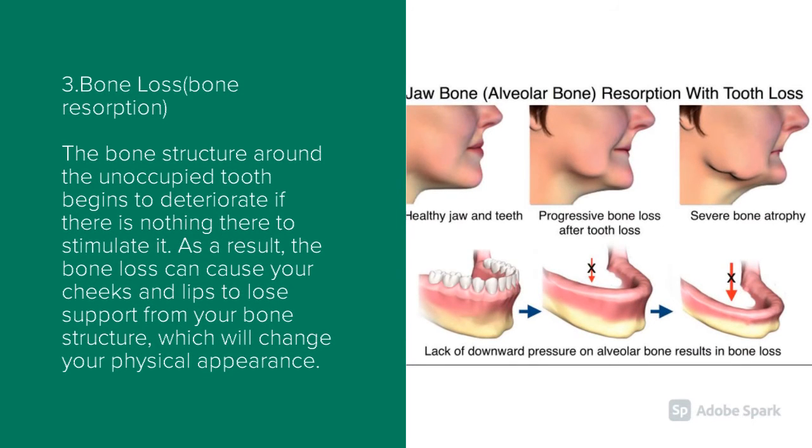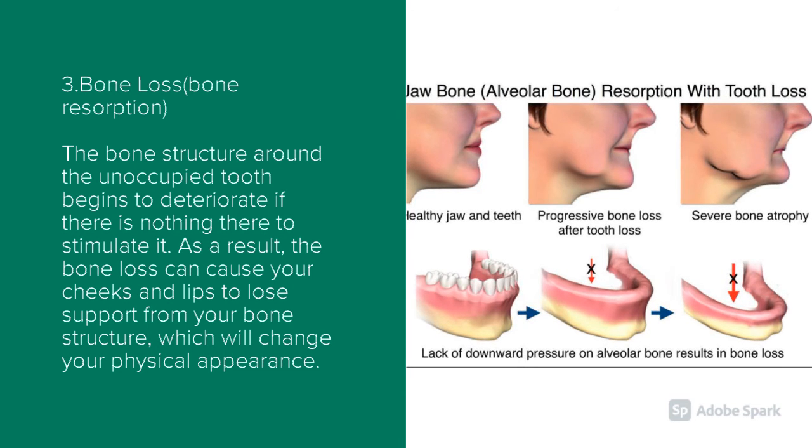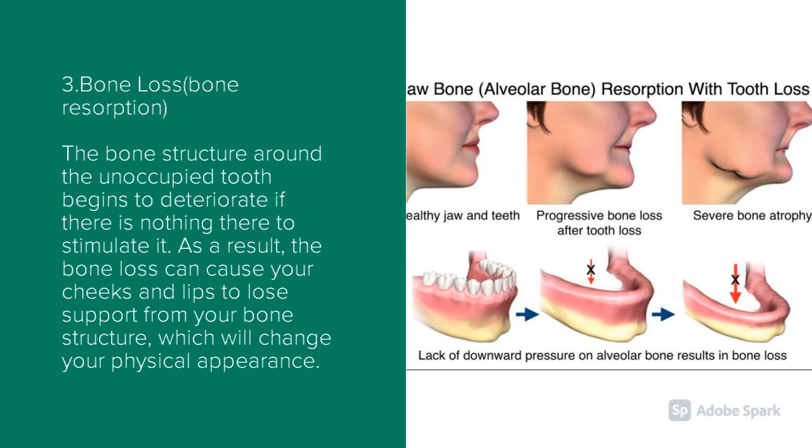Sometimes a missing tooth causes bone resorption over a period of time. The bone structure around the unoccupied tooth begins to deteriorate if there is nothing there to stimulate it. As a result, the bone loss can cause your cheeks and lips to lose support from your bone structure, which will change your physical appearance.